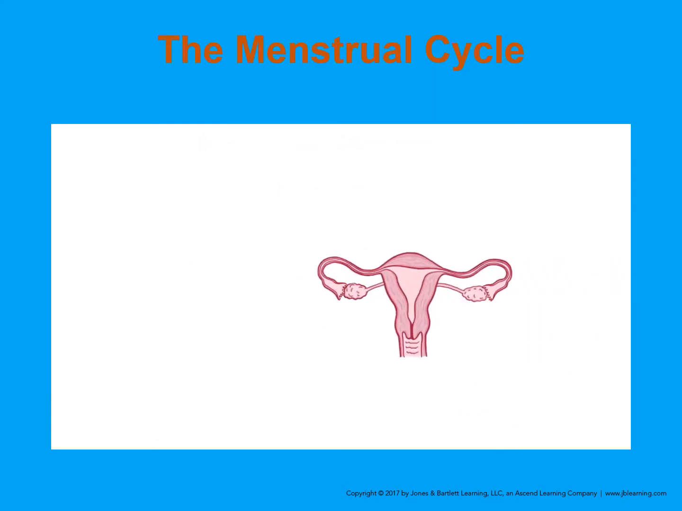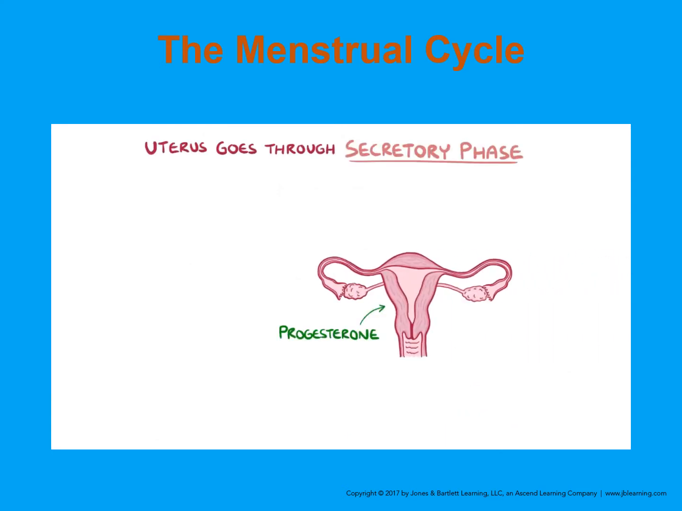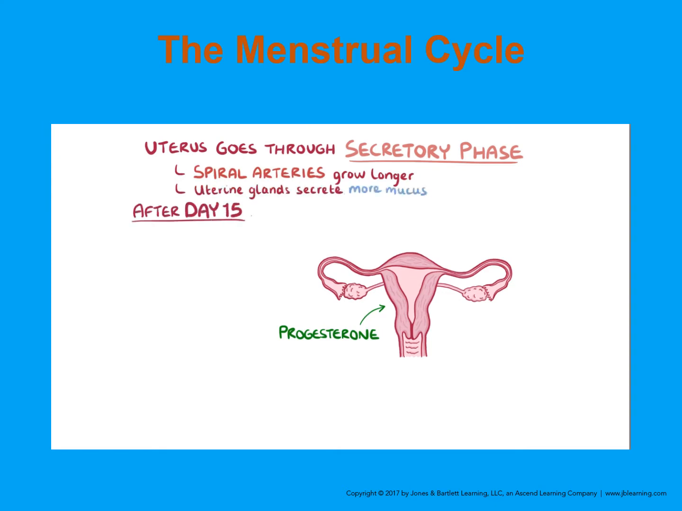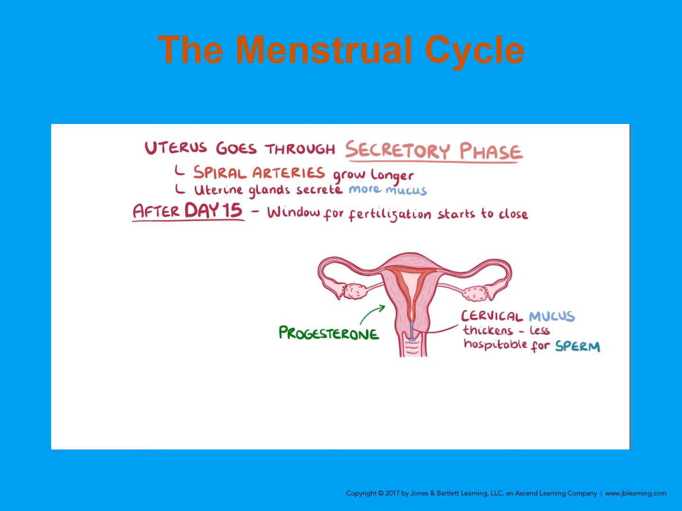Under the influence of progesterone, the uterus enters into the secretory phase of the endometrial cycle. During this time, spiral arteries continue to grow, and the uterine glands begin to secrete more mucus. After day 15 of the cycle, the optimal window for fertilization begins to close. The cervical mucus starts to thicken and becomes less hospitable to the sperm.